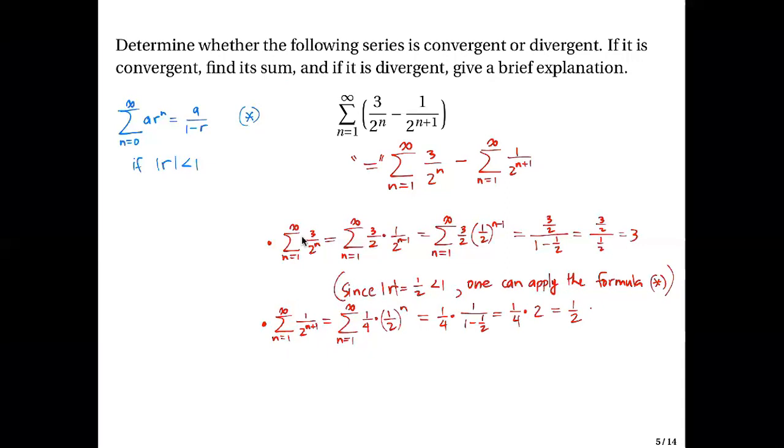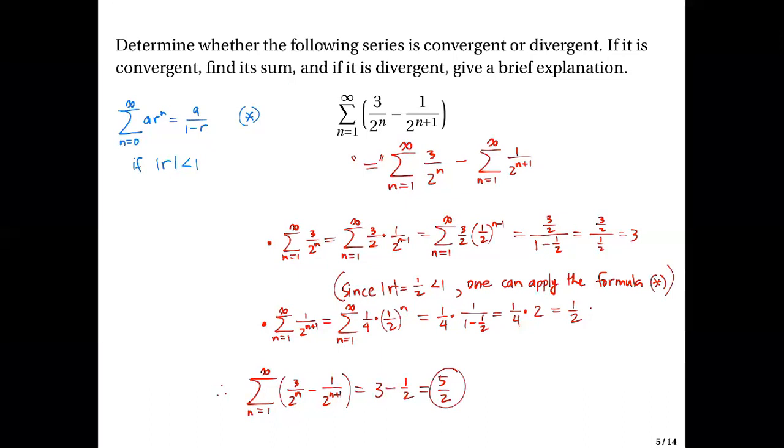So both series converge, and we have the actual sum for both of them, and therefore we will get the actual sum of this original series. So the series from 1 up to plus infinity with terms 3 over 2 to the n minus 1 over 2 to the n plus 1 is simply 3 minus 1/2, and this is equal to 5/2. Okay?